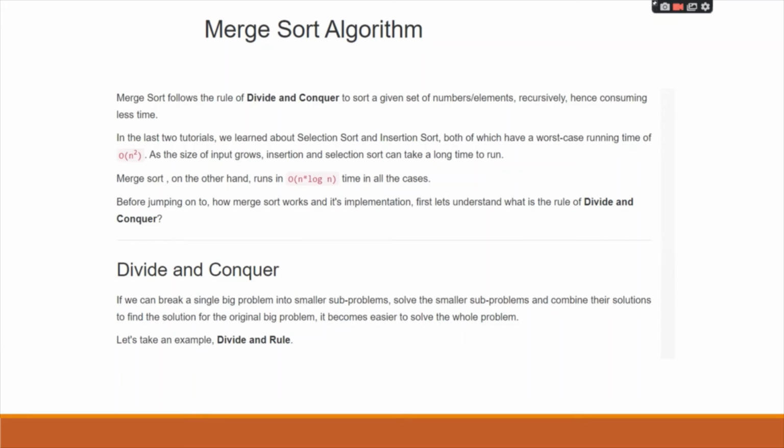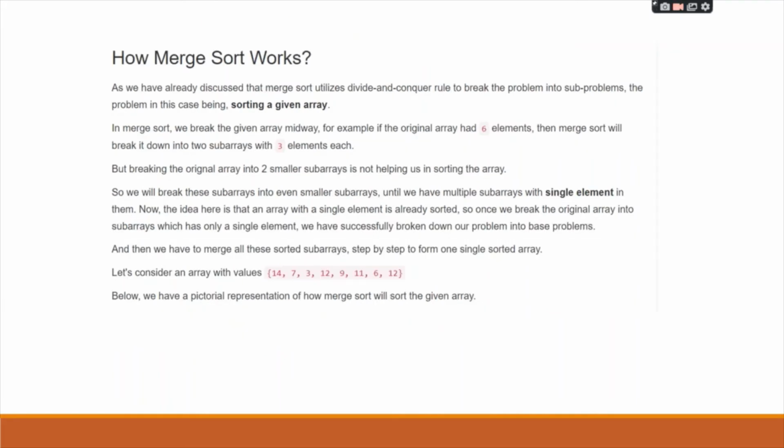If we break a single big problem into smaller subproblems, then it becomes much easier to solve the smaller subproblems and combine the solutions to find the solution for the original big problem, and thus it helps us to solve the whole problem. So let's take an example of divide and conquer first.